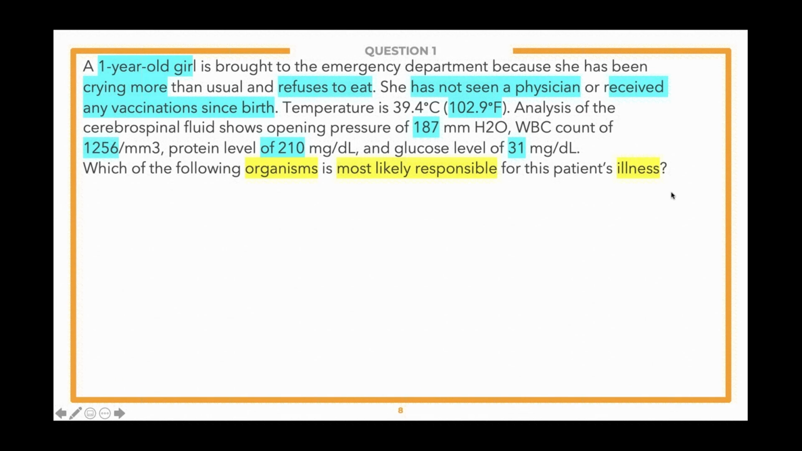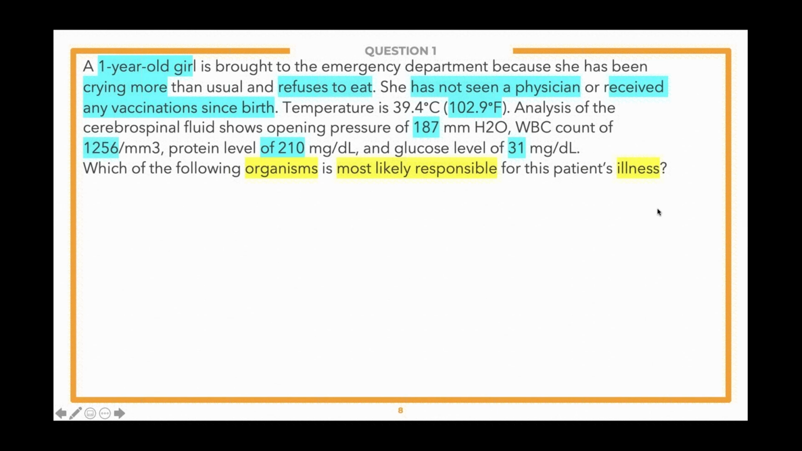A lot of times, not in this question, they'll also tell you how long it's been going on for, a few days, a few years, so you can get a sense of the chronicity of a disorder as well. We're not told that here, but you want to keep an eye out for that if they do, okay?